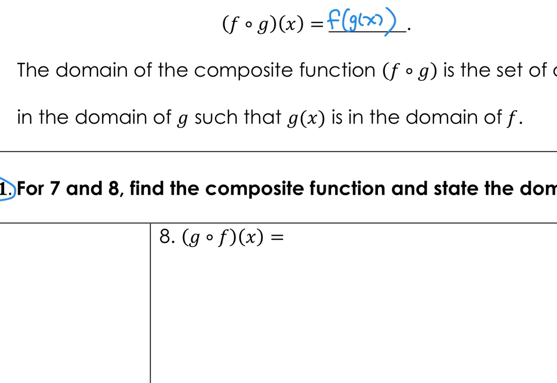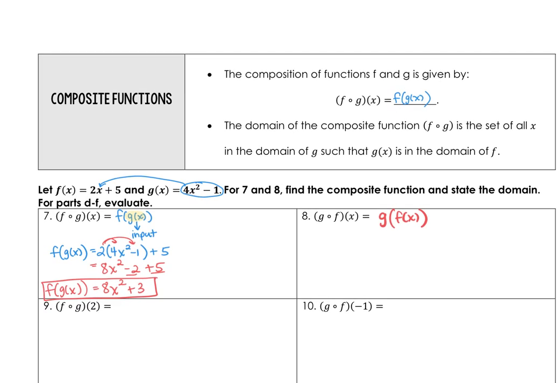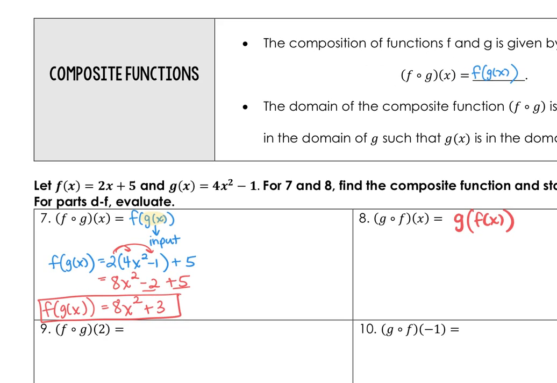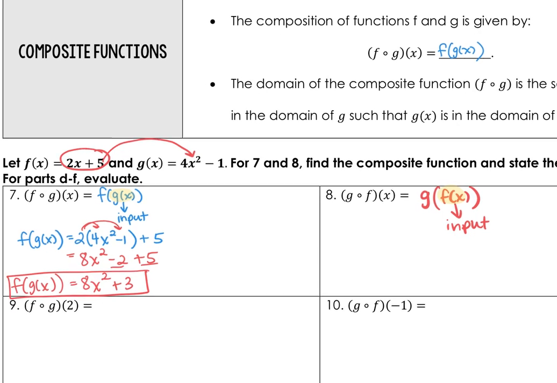Okay, so now looking at number 8, we're going to do the opposite of that, where we're going to do g of f of x. So this time, we're going to be taking our f of x function, which is 2x plus 5, and plugging it into the g of x. Because remember, whatever is on the inside, this f of x, is going to be our input. And if this is our input, obviously we're going to be plugging it into the other. So we're going to be plugging in f of x into g.